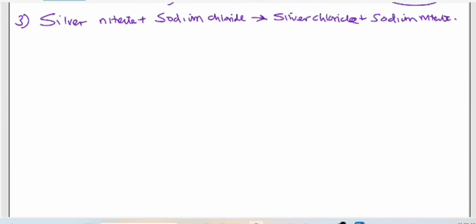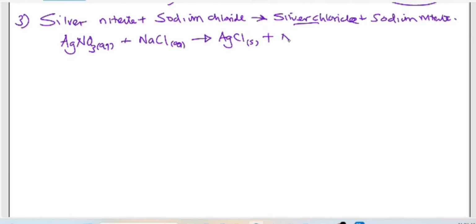You need to ask yourself, what is the valency of silver? It is valence 1. So it is written as Ag. Nitrate is NO3. This one is in aqueous form, reacting with sodium chloride, and this one will land us to silver chloride. This one is an insoluble salt in solid state, plus the sodium nitrate, like that. This one is in aqueous state.